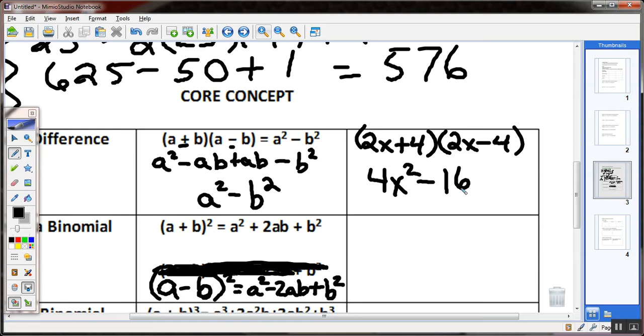And here's why. Think about this. What would this positive 4 times 2x make? Wouldn't that make 8x? What's the minus 4 and 2x make? What's a positive 8x and negative 8x going to do to each other in the middle? They just drop out. Okay, quickly, here's an example.